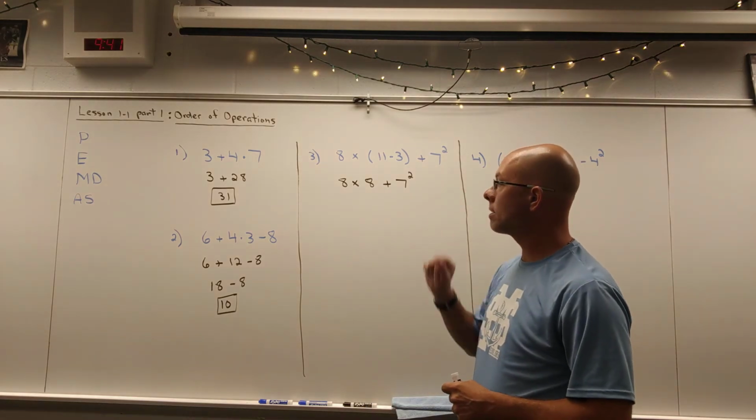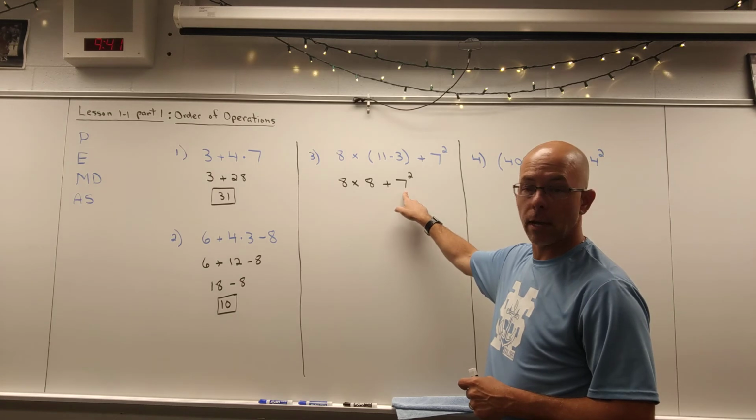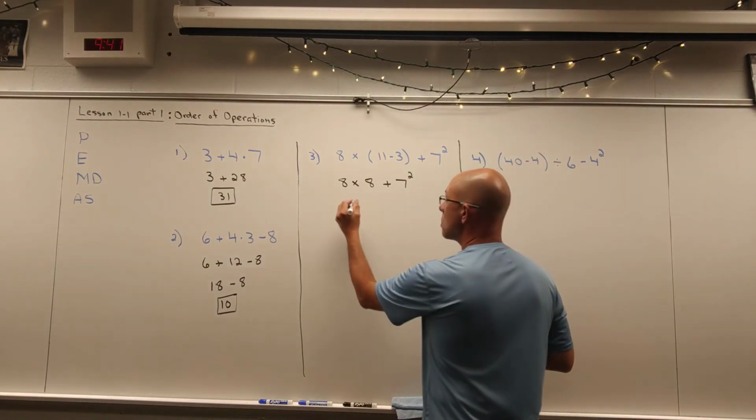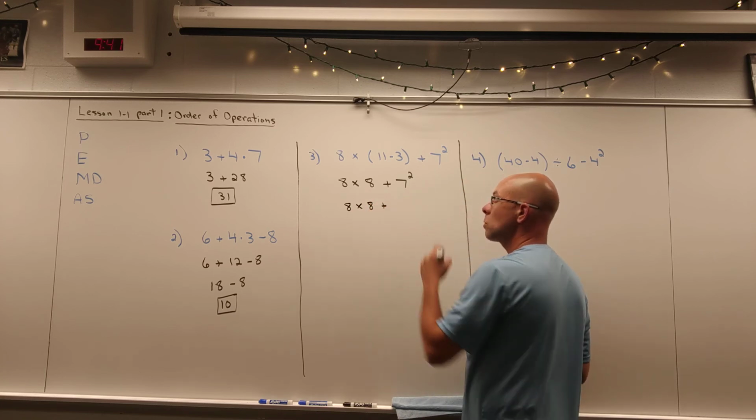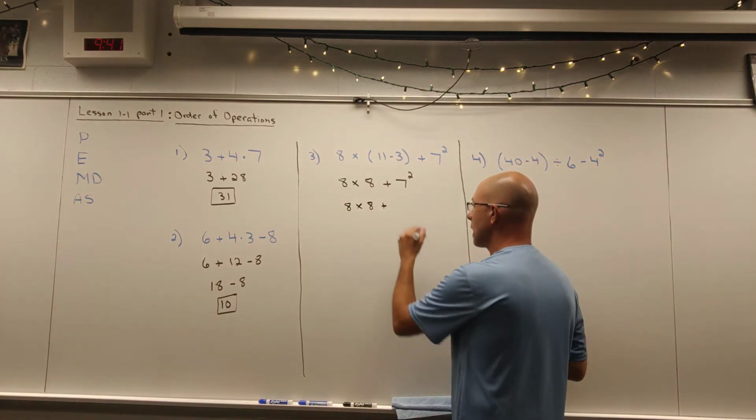Next thing in order is exponents. There is an exponent right here. We do that next. So 8 times 8 plus 7 squared, meaning 7 times 7 is 49.